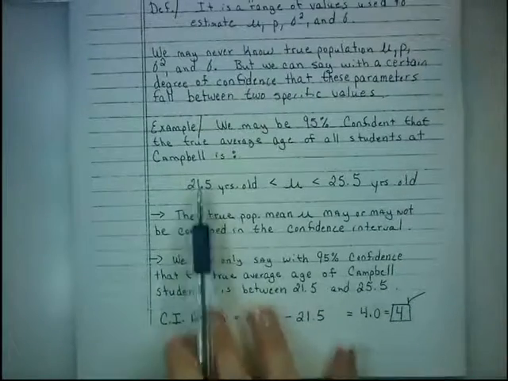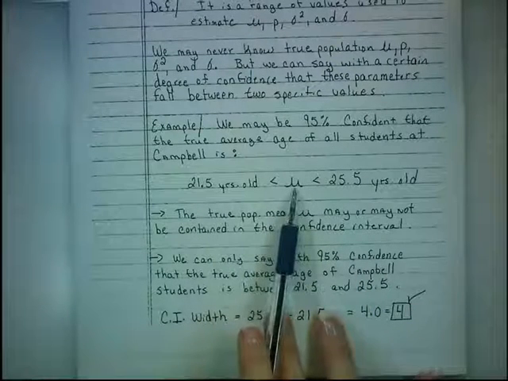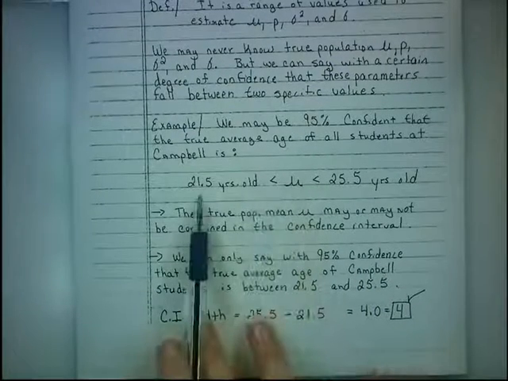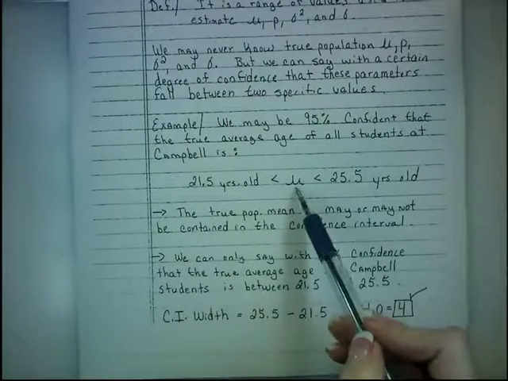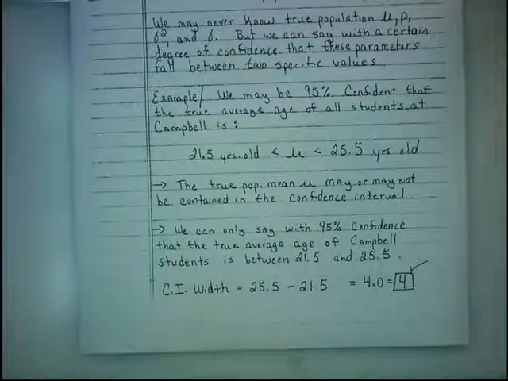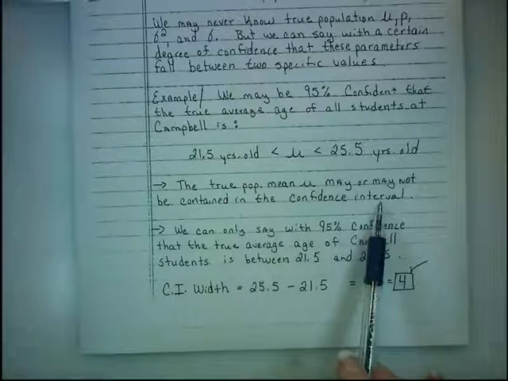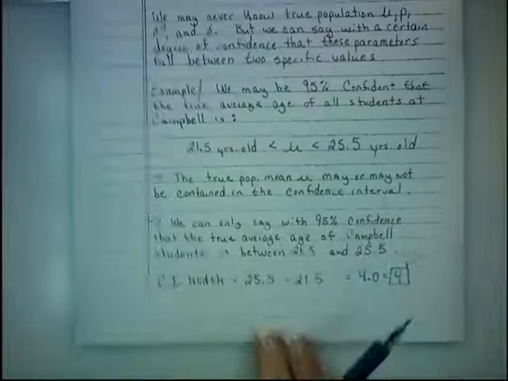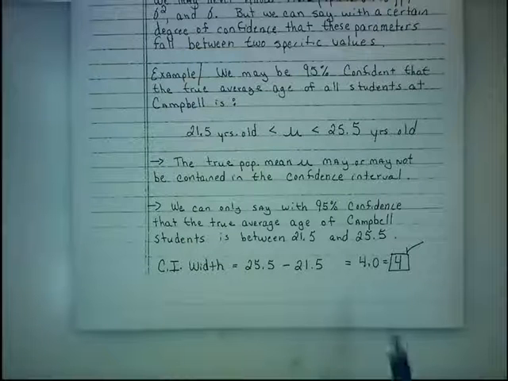The example I use is a 95% confidence interval for the true average age of all students at Campbell, between 21.5 and 25.5. We may never know mu, but we can be 95% confident that it does fall between those two numbers. Again, the true population mean mu may or may not be contained in the confidence interval. We can only say with 95% confidence that the true average age of Campbell students is between 21.5 and 25.5.